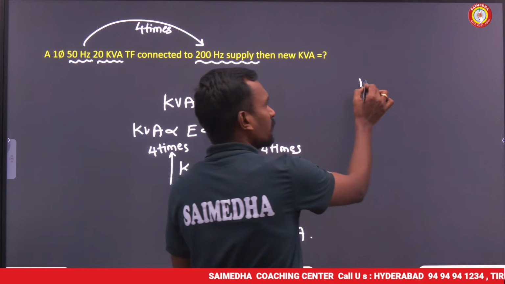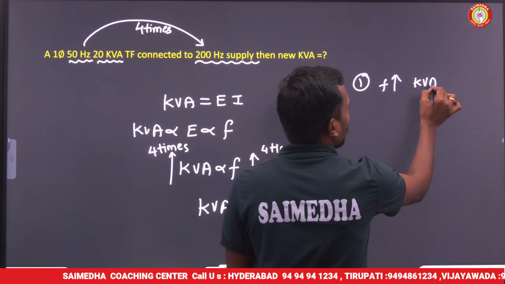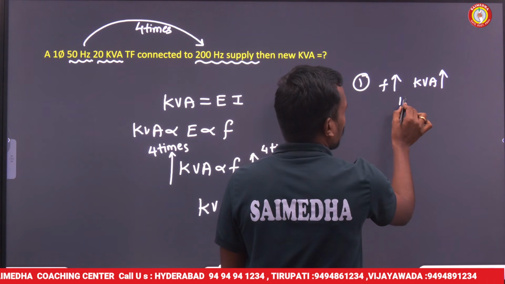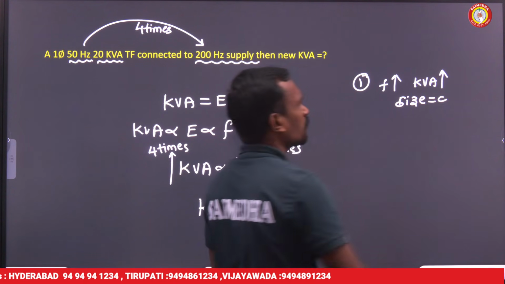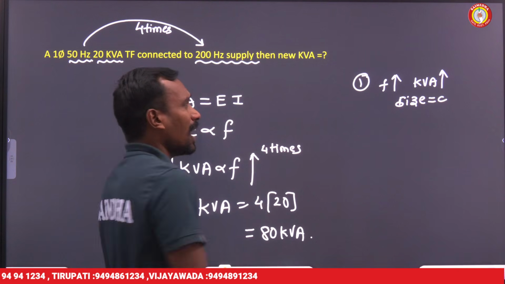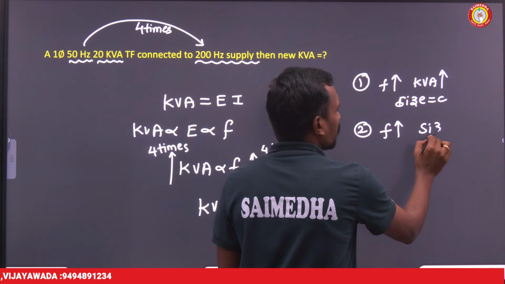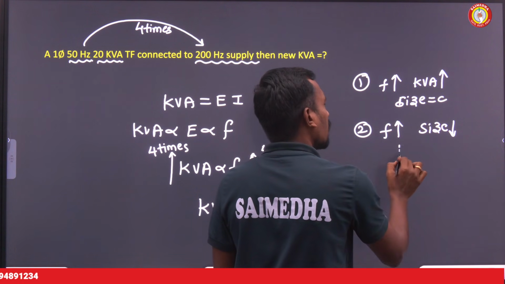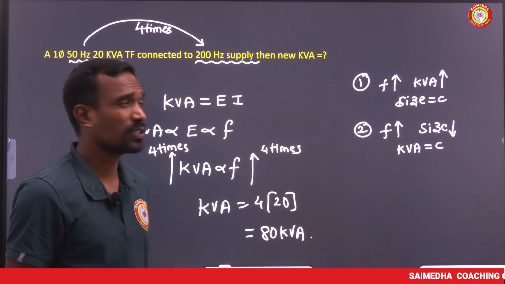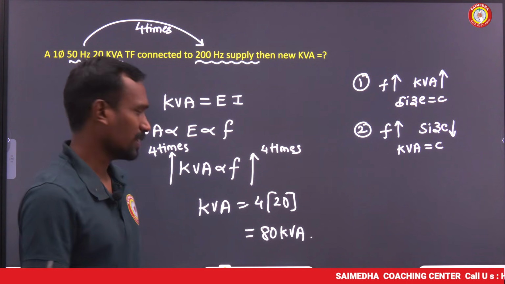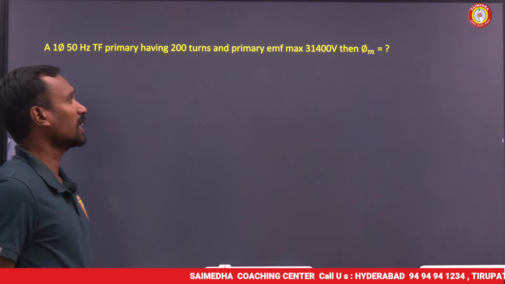We have 2 conditions. One is that if the frequency increases, the kVA rating also increases, where we need to mention that the size of the transformer is constant. And the second point, if the frequency increases, the size of the transformer reduces when the kVA rating is constant. These 2 points you should remember. Right, next question. What is the answer for this question, guys?